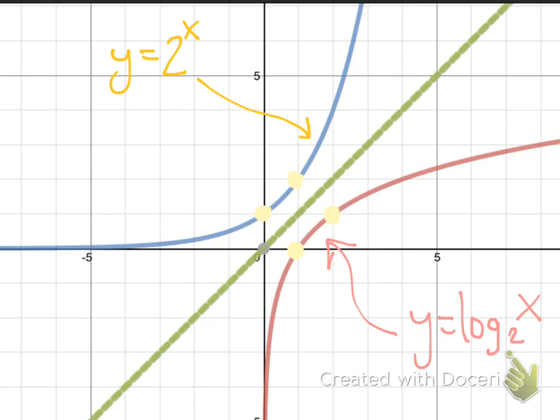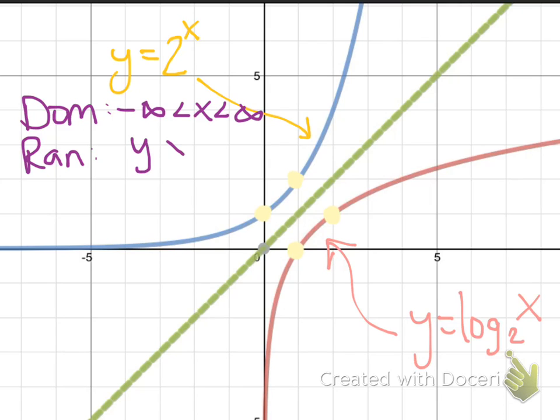And then there were also some properties that we were dealing with in relation to domain and range. And so for the exponential, we said the domain was all reals, negative infinity less than x less than infinity. And then we said the range was all the positive values, so y greater than 0. It never actually equals 0, even though down over here it gets really, really close. It still never actually does touch 0, so the outputs are all greater than 0.